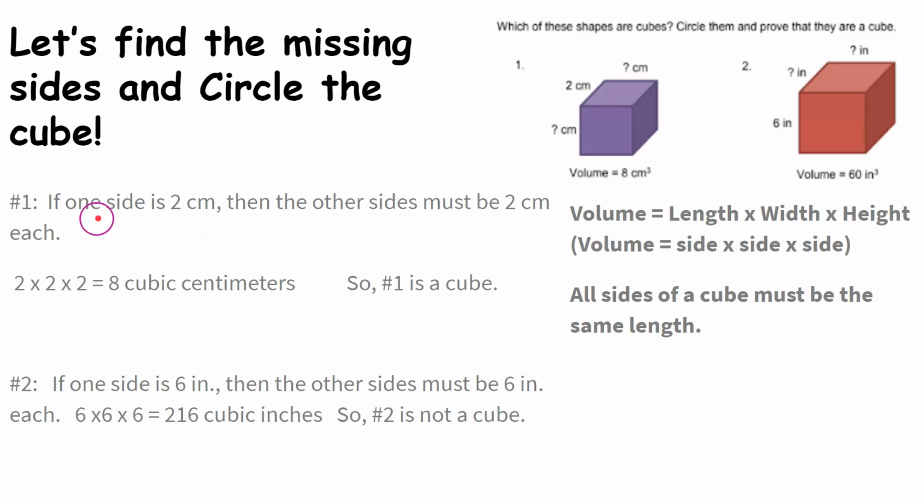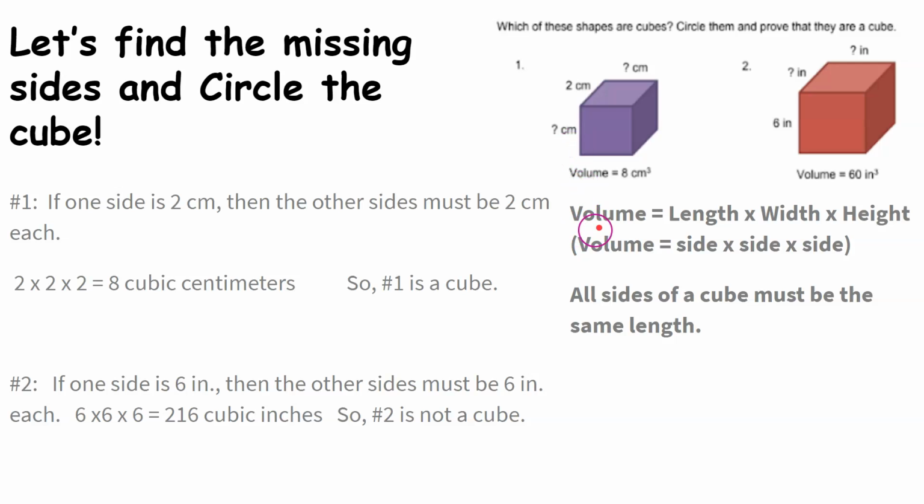Now, for number 1, if one side is 2 centimeters, it tells us here the length is 2 centimeters. That means the other sides must be 2 centimeters. The width here, there's a question mark, they didn't give us. The height, another question mark. We weren't given the height. But if it's a cube, remember, all sides of a cube must be the same length. So, if this length is 2 centimeters, this must be 2 centimeters, and the height must be 2 centimeters.